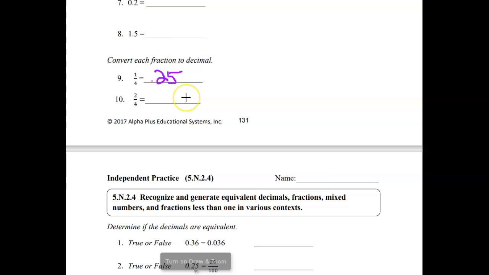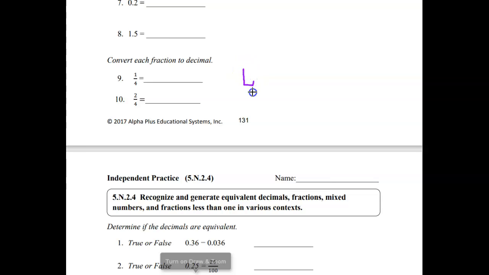Okay, what about the next one? 2/4. Well, there's a couple ways to do this. If you know your multiplication tables, you would see right off that 2 is half of 4. So it would be 0.5, because I know that 0.5 is the same as 1/2, which I can't seem to write for some reason. That's a lot of ones. There we go. Okay? But if I didn't know that, how would I figure it out?